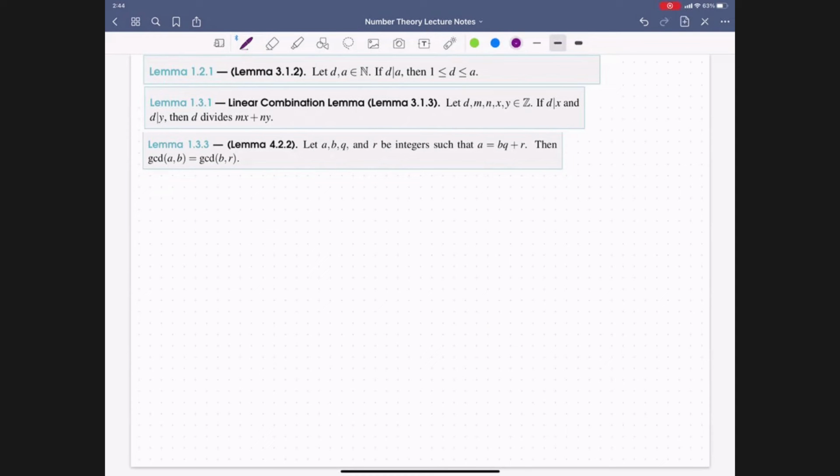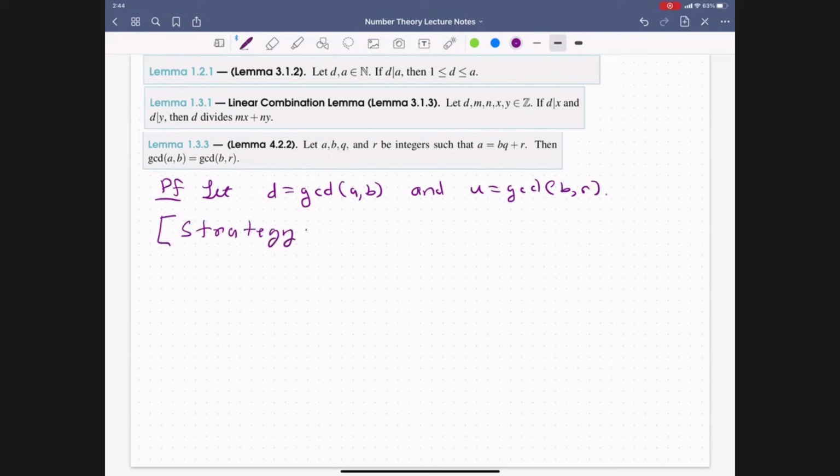So we're going to use a proof strategy for this. The proof strategy is, first off, we're going to let D denote the GCD of A and B, and U the GCD of B and R. The strategy is to show that D is less than or equal to U, and also show that U is less than or equal to D. Both of these statements imply that U is equal to D by the trichotomy axiom of the integers.